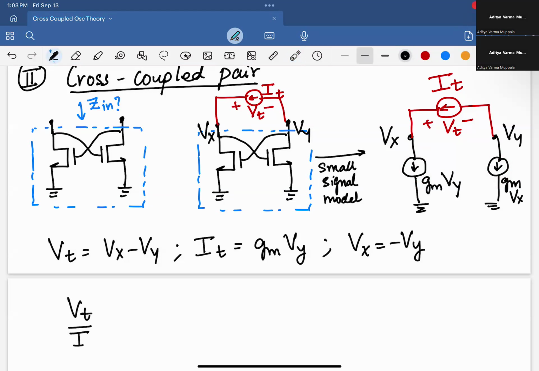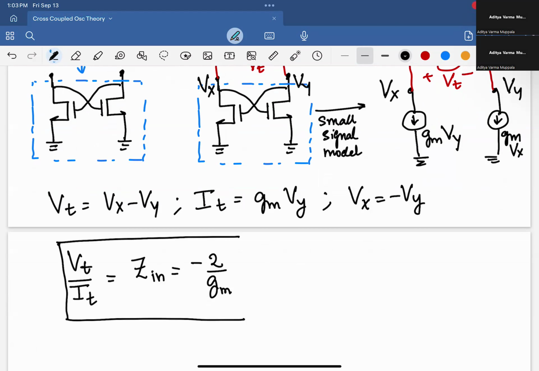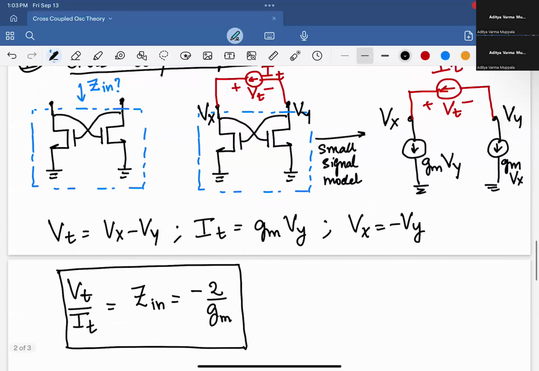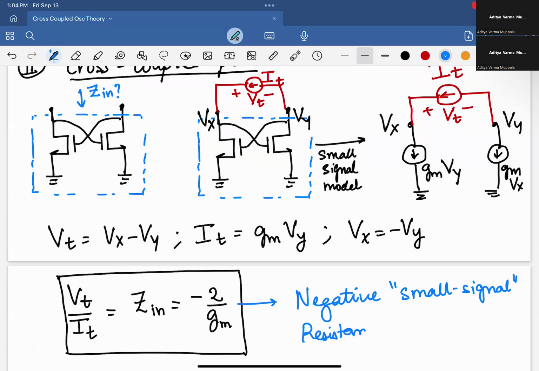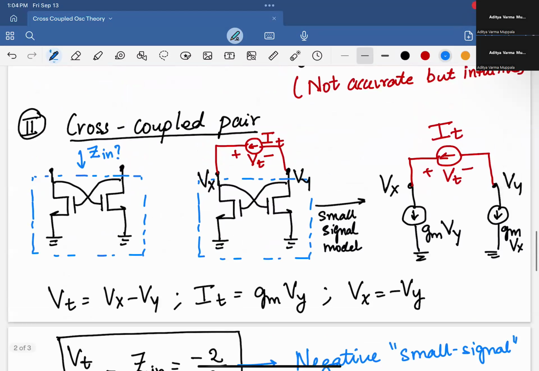It's an important value to remember. So of course you see now that this is a negative resistance, right? And I should say it's a negative small signal resistance. It's not breaking any laws of physics. And we'll see an intuitive explanation as to why it's negative. Okay, so why is it negative? Let's do that right now, actually.